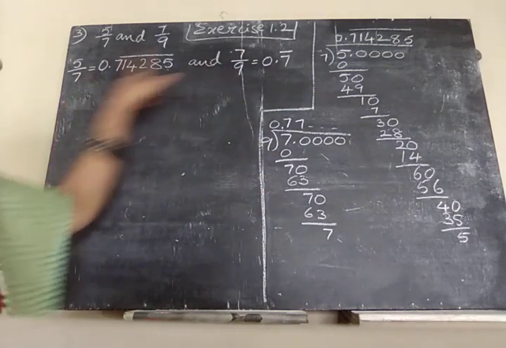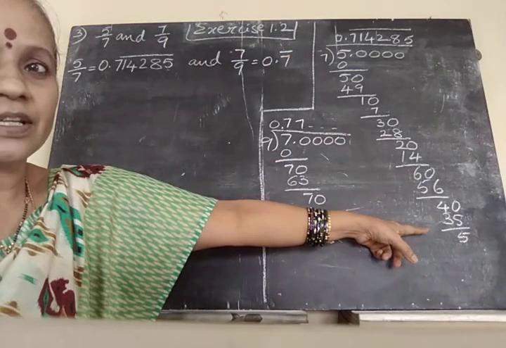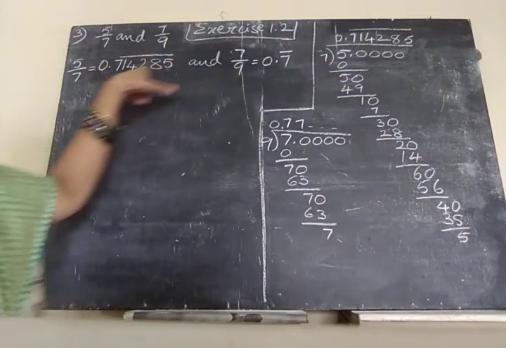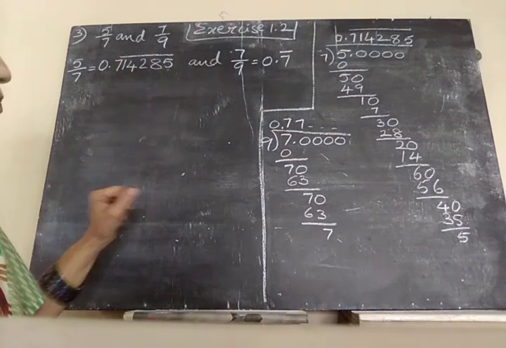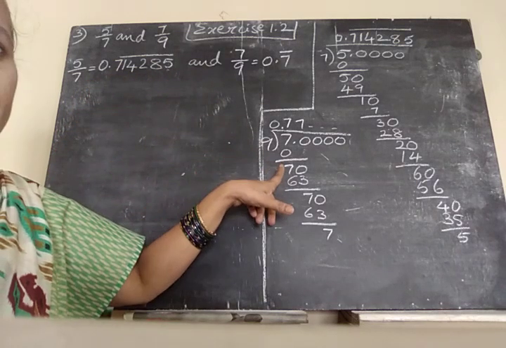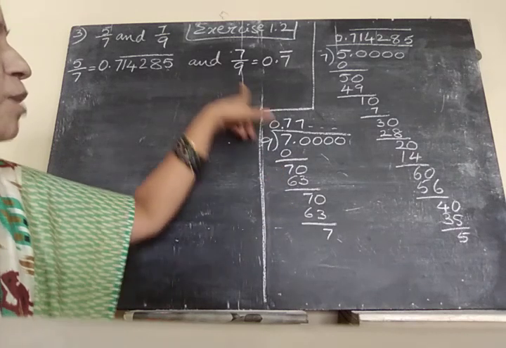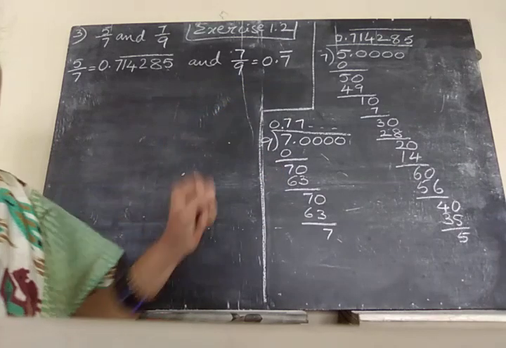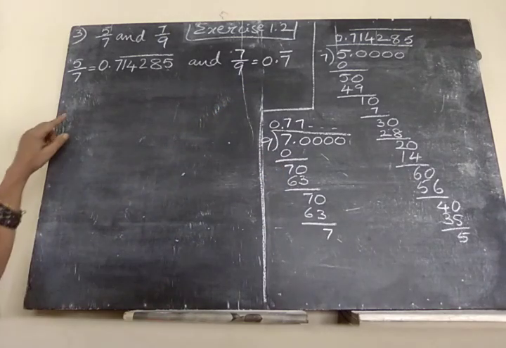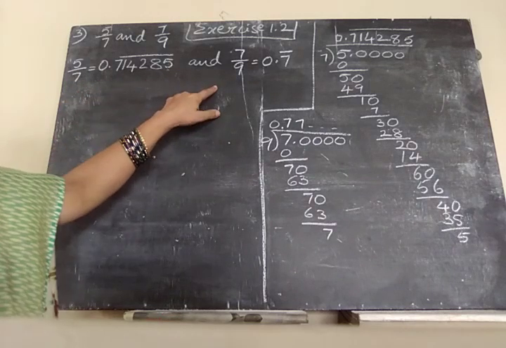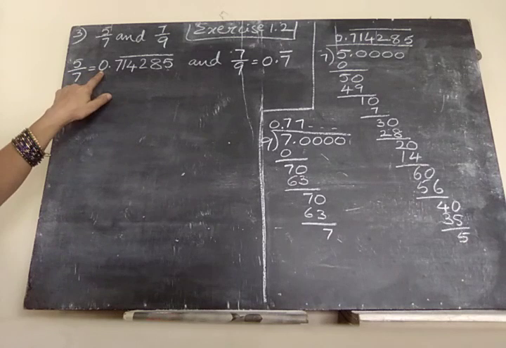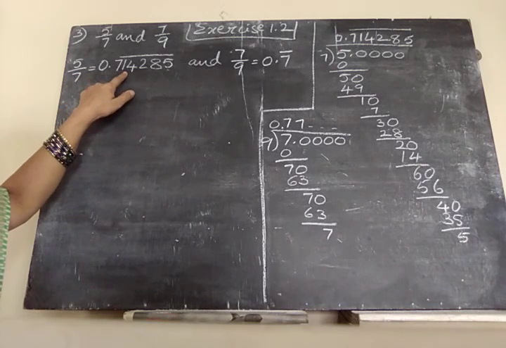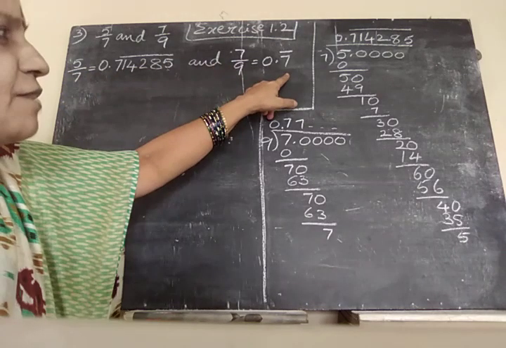5/7 in decimal form. See, observe this division. 5/7 is equal to 0.714285 bar, and 7/9 after converting into decimal form becomes 0.7 bar. Okay children, so in between these two, what is the irrational number? See, this is 0.71, and this is 0.77.